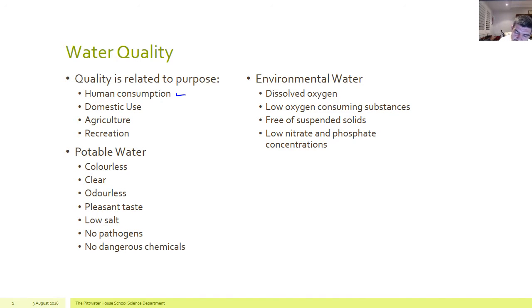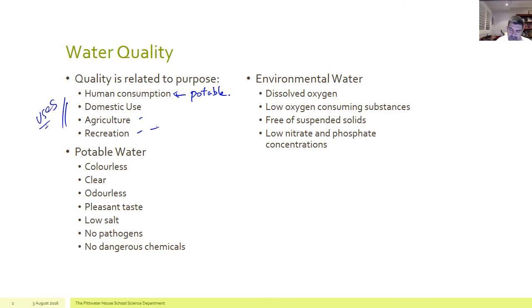There's a difference in water that is designed for human consumption, or water that is drinkable, which we call potable water, and, for example, the water that we might use for domestic use, such as cooking or cleaning, agriculture, and also for recreation, so boating sports, for fishing, for surfing, all of those sorts of things. So these are all different uses, and because they're different uses, there are different conditions that determine the quality of the water.